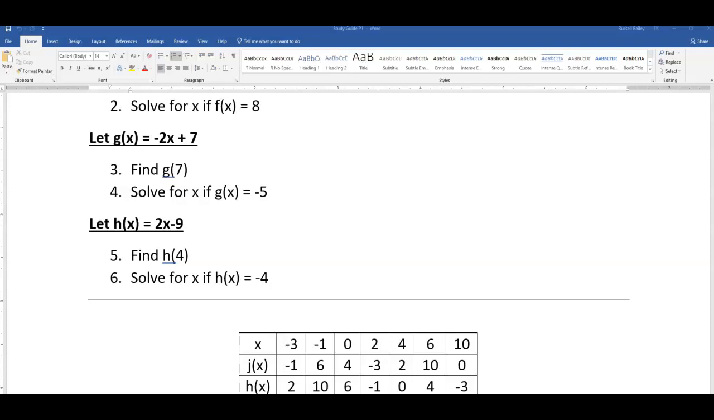But let's go ahead and start off with the homework part of our study guide here, which is numbers 3 and 4 to begin with. So my function here is g of x equals negative 2x plus 7. And I'm being asked to find g of 7. And that means I'm going to be replacing the x with 7.